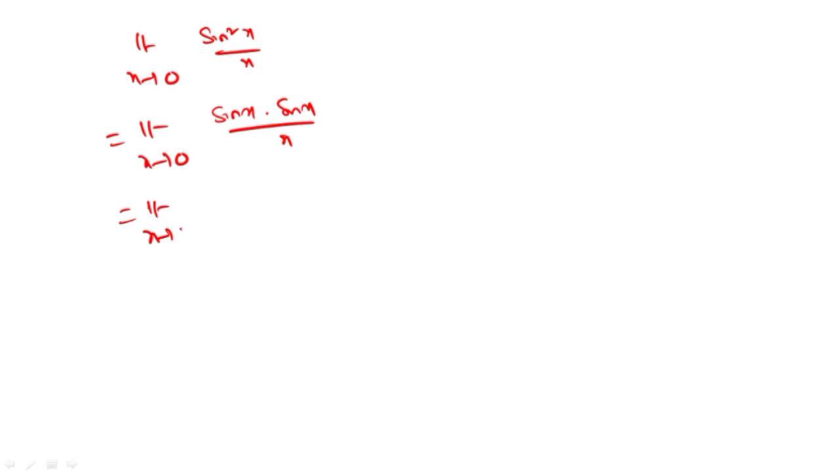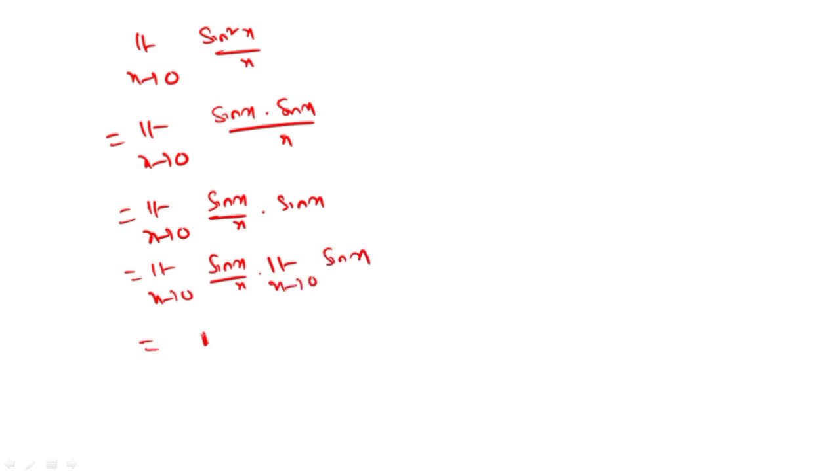Next, limit x tends to 0 of sin squared x by x. This will be written as limit x tends to 0 of sin x into sin x by x, which is limit x tends to 0 of sin x by x into sin x. So limit of sin x by x times limit of sin x: this will be 1 and this will be 0. Sin 0 is 0. 1 into 0 is 0. Or you can write like this also.